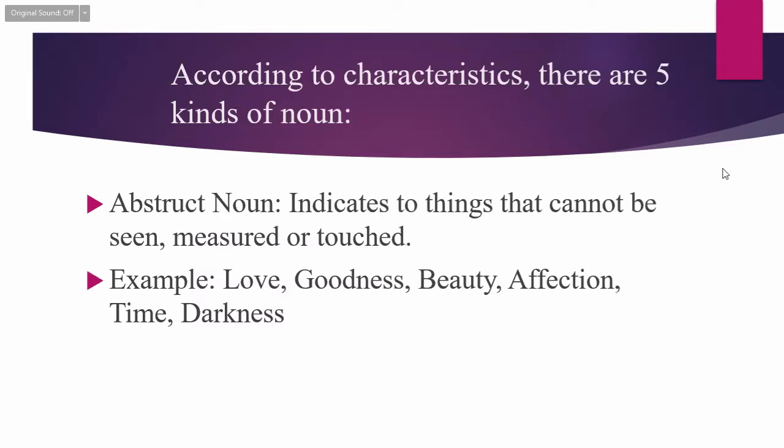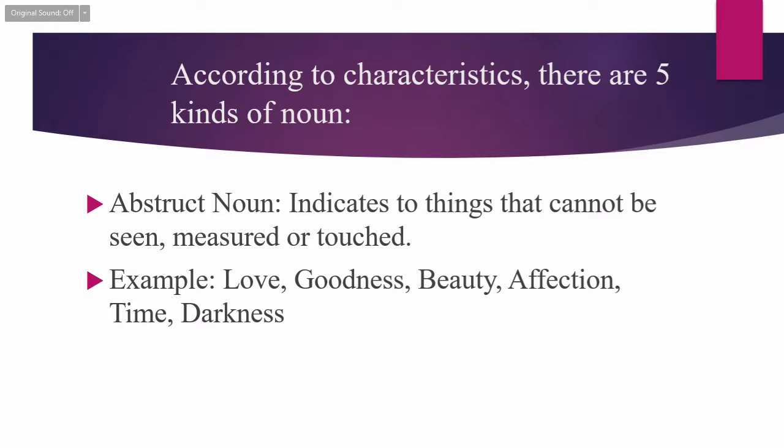Then there is abstract noun. Now, abstract noun is the exact opposite of material noun, right? So in material noun, what did we see? Things that can be measured, right? And here, things that cannot be measured or seen. For example, love. You cannot measure love, right?